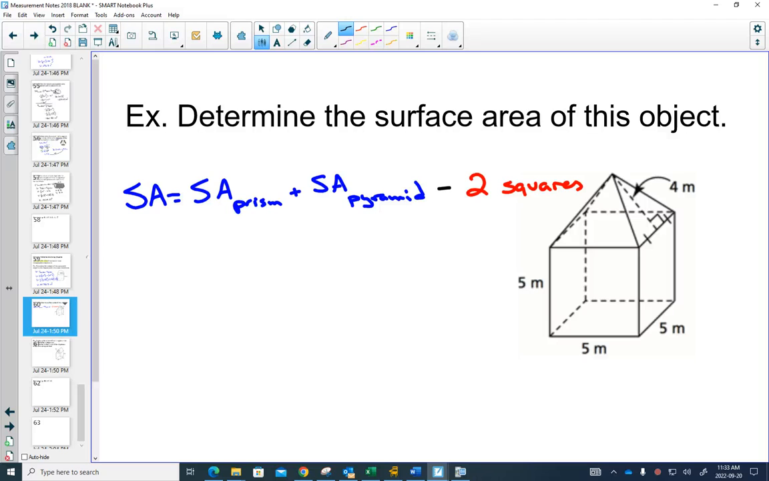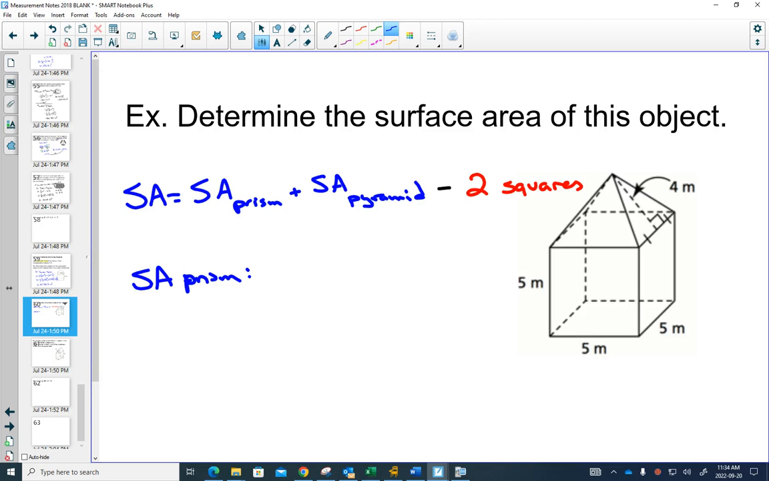And now when we look at this, this might be one that I do separately because we don't really have a good surface area formula on our formula sheet for prisms. How do we figure out prisms? We just have to do all 6 sides. So this might be one that I do things separately. I'm going to figure out the surface area of my entire prism first.